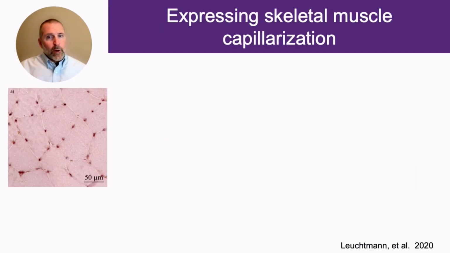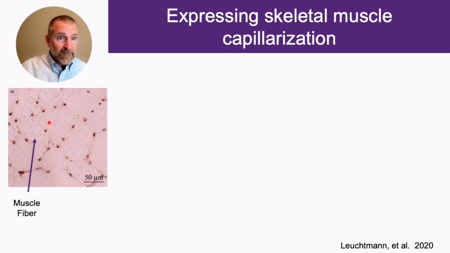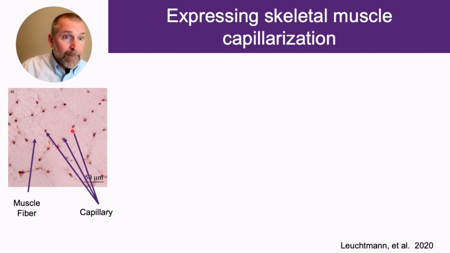So let's look a little bit more specifically at capillaries. Before we get into some more data, it's important to note that how capillarization is expressed may determine the end result, or may tell a different story. This is a histogram of skeletal muscle fibers denoted by each circle, and each little dot surrounding the muscle fiber is a capillary. From this analysis, several indexes of muscle capillarization can be made.